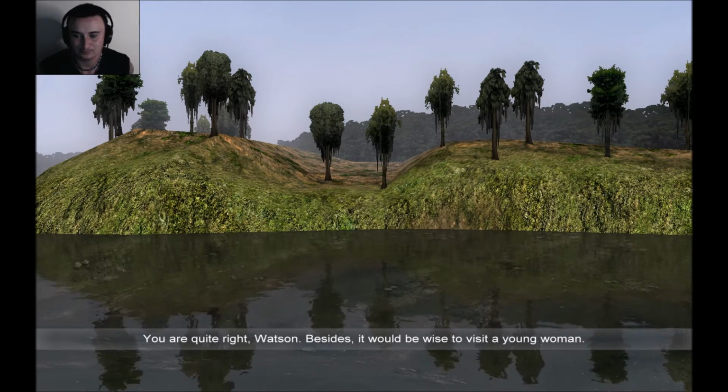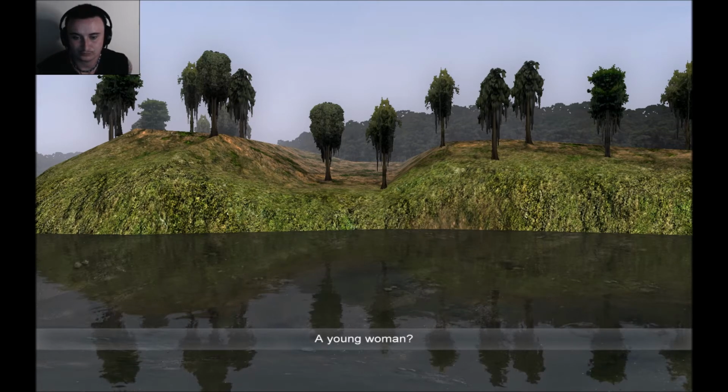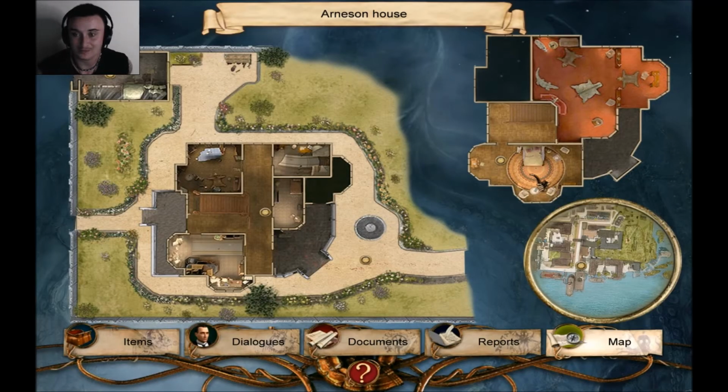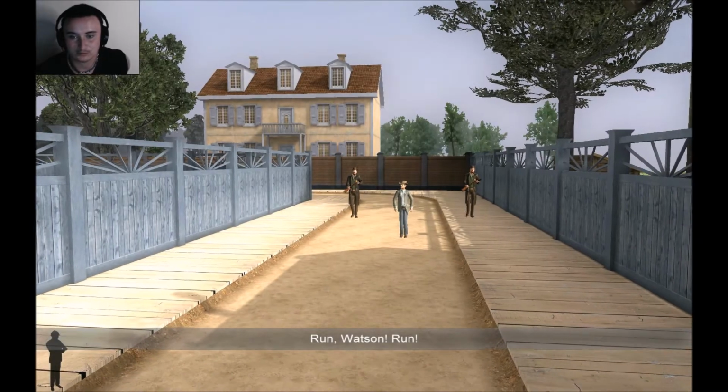You're quite right, Watson. Besides, it would be wise to visit a young woman. A young woman? Yes. The lady from the boat. We have the bouquet. Run, Watson, run!